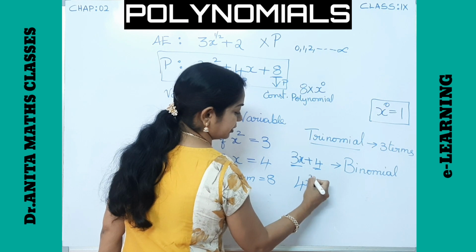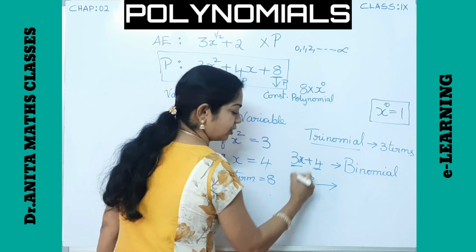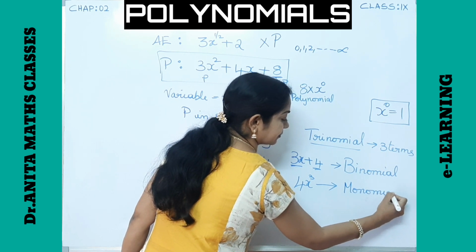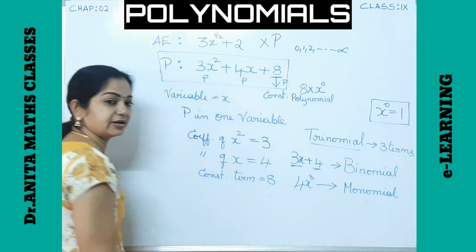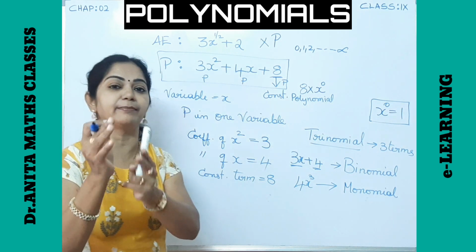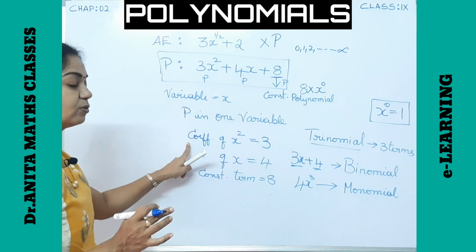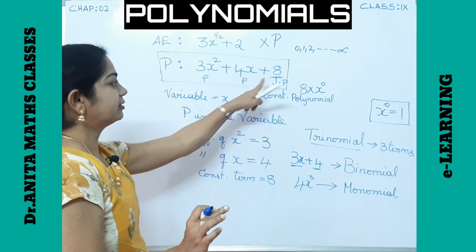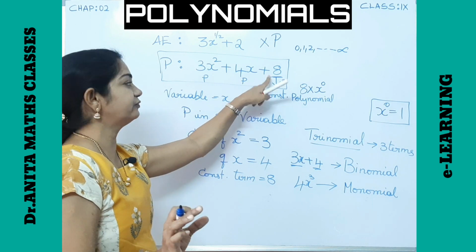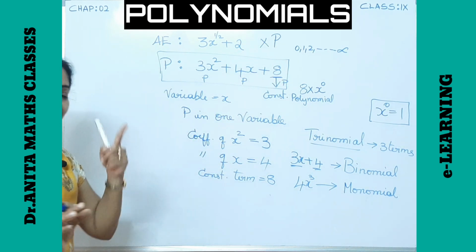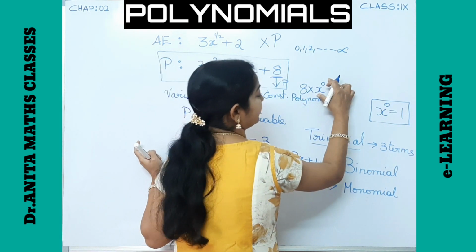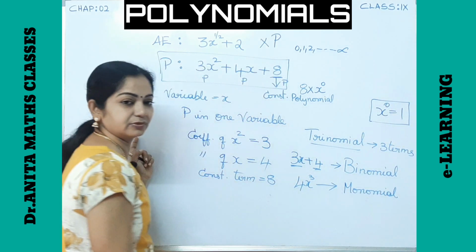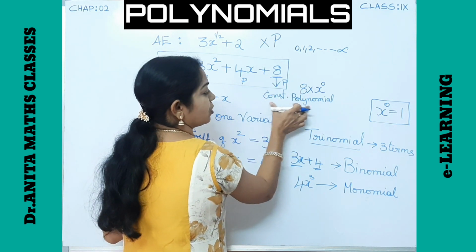If you take 4x cube, this is only one term. This is a polynomial, but specifically we call it a monomial. So binomial, trinomial and monomial depending on the number of terms. And we know the coefficient. Coefficient is a number attached to the variable, and the constant is devoid of the variable. It is not having a variable. That means we can take it as x to the power of 0, where x to the power of 0 is always 1. So this is called a constant polynomial.